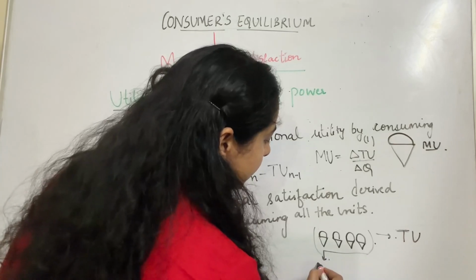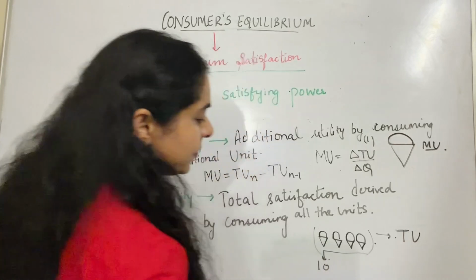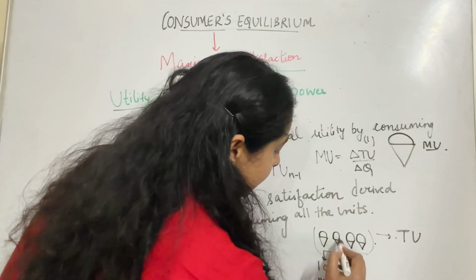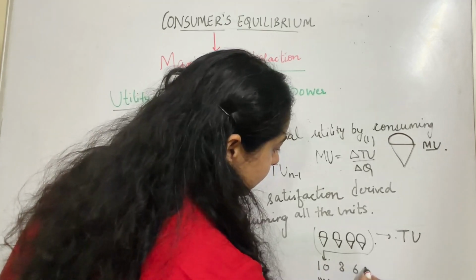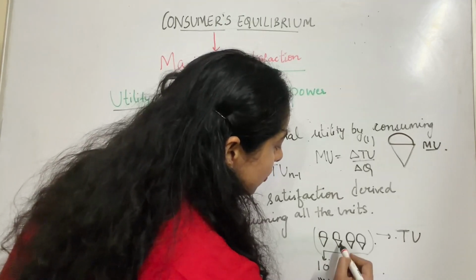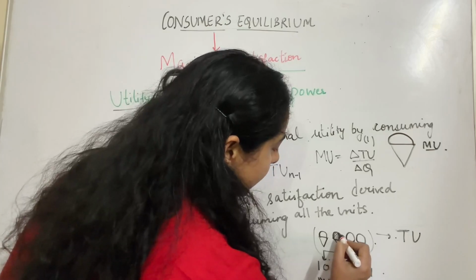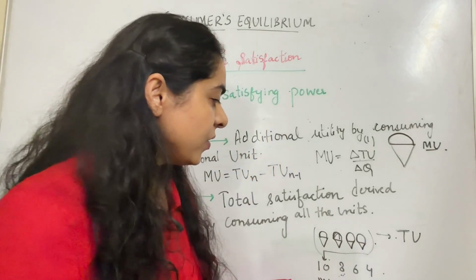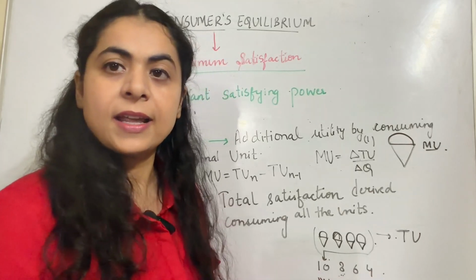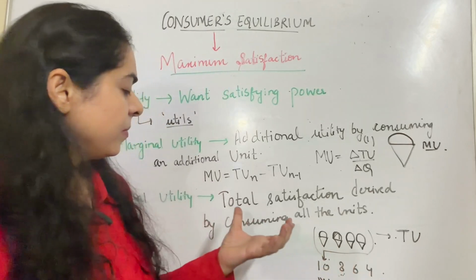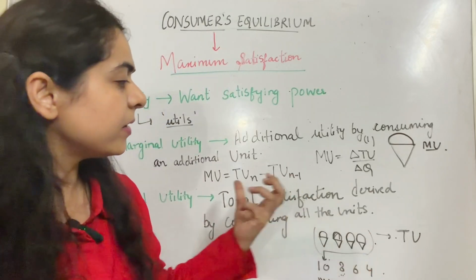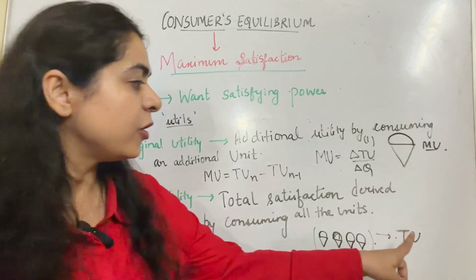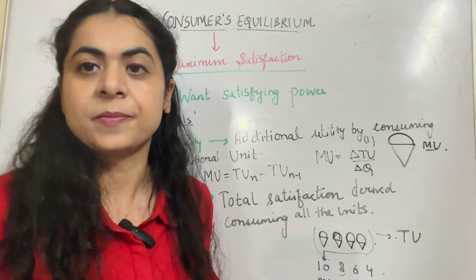1 unit, let's say, gives me 10 utils of satisfaction. This is marginal utility. Second, 8, then 6 and 4. So all these individual utilities here corresponding to each unit represent marginal utility: 10, 8, 6, 4. But in totality, when I add all these marginal utilities, I will get total utility here.